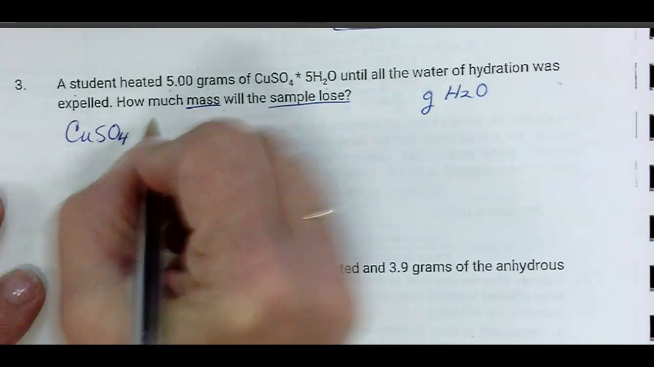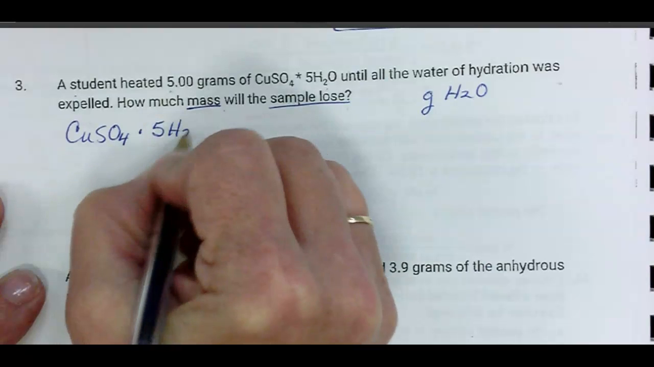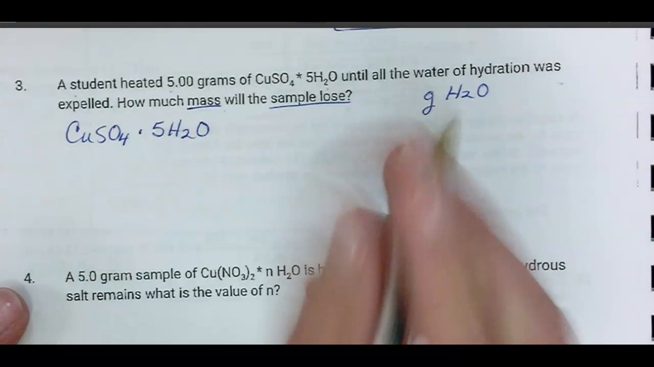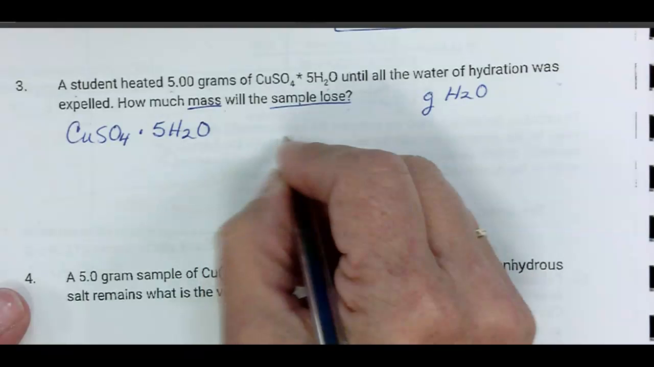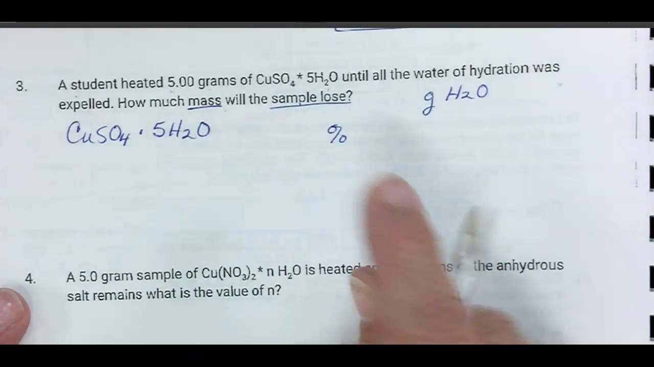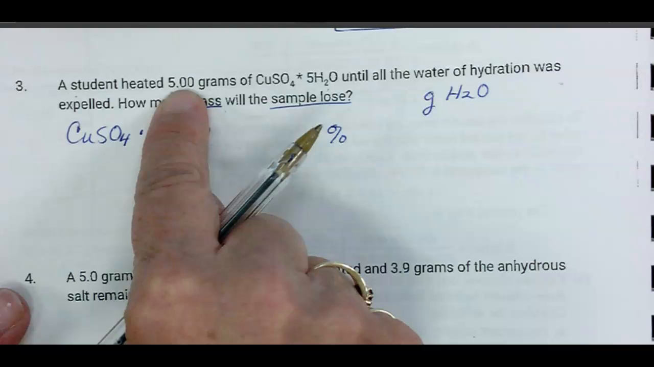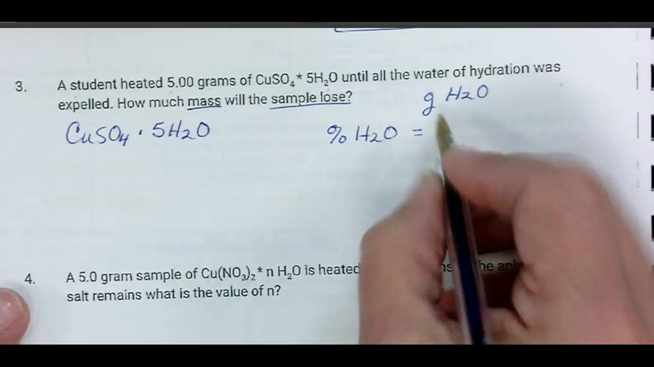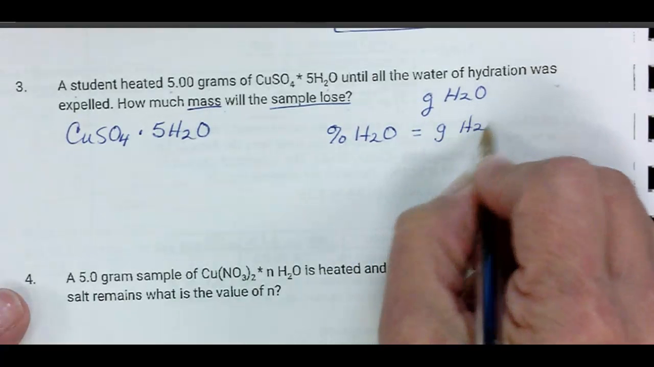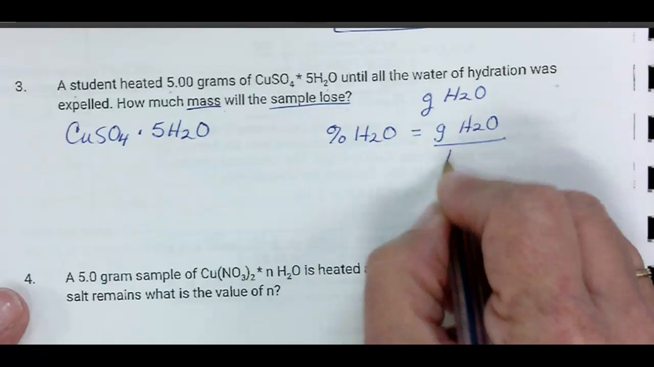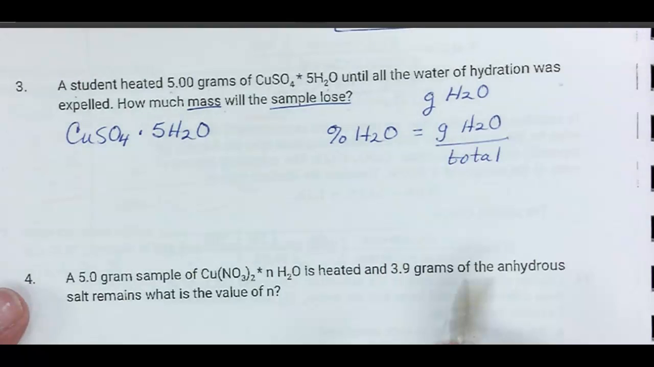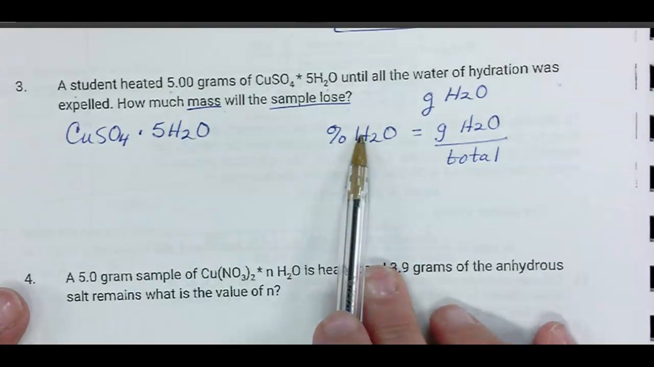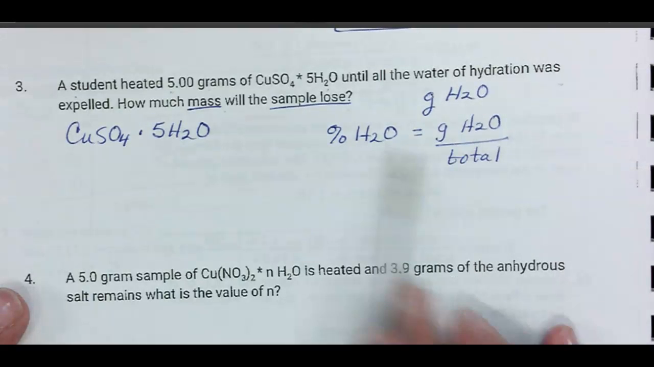Copper sulfate, 5 waters, and we actually need to find 2 different things, right? Because if I want to find the percent of water, that's what percent it is of the 5, before I get started. So again, remember our percent of water was our grams of water over our total. So we need to know our total, and we need to know what percent is water to get our grams. So we're kind of looking at it from a different angle.